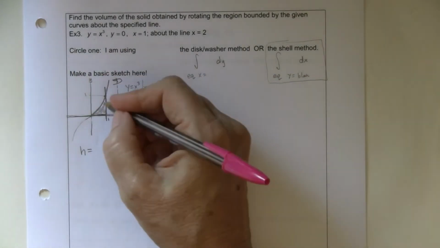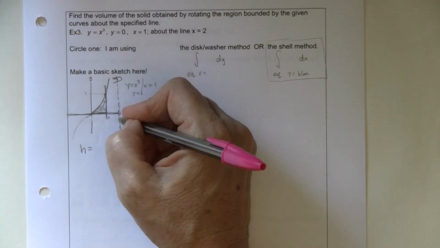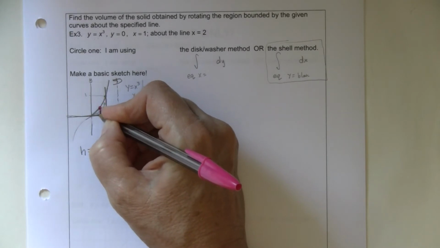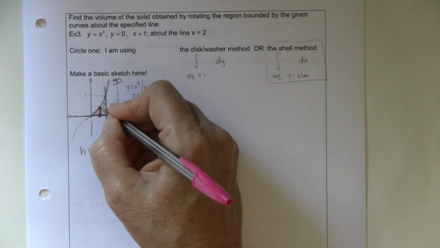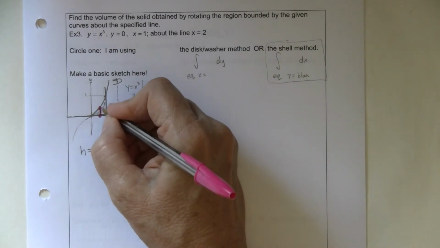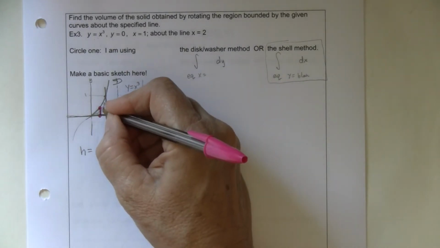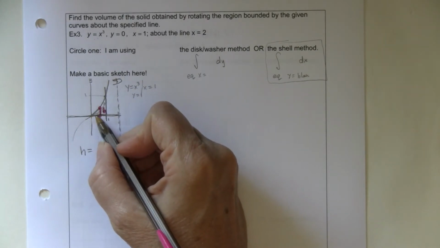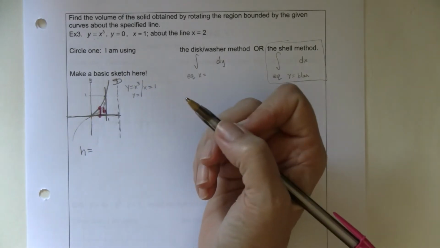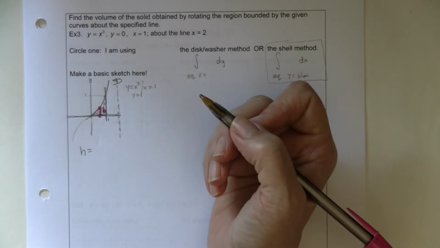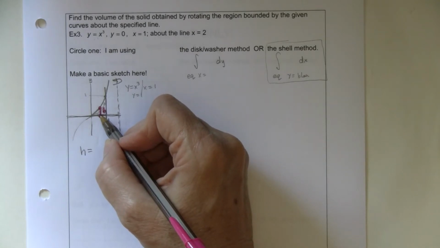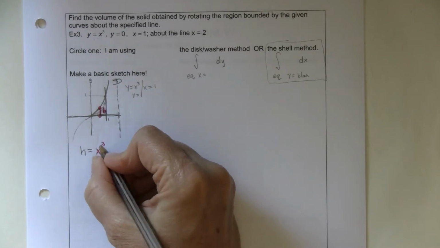And remember, h is parallel to the axis of rotation. So this is a typical h, right there. This pen skips out. And so there's many h's, and all of my h's go between 0 and 1. So we already know our bounds, 0 to 1. And so that's a typical h. The top curve is x to the third. The bottom curve is y equals 0. So x to the third minus 0. So h equals x to the third.